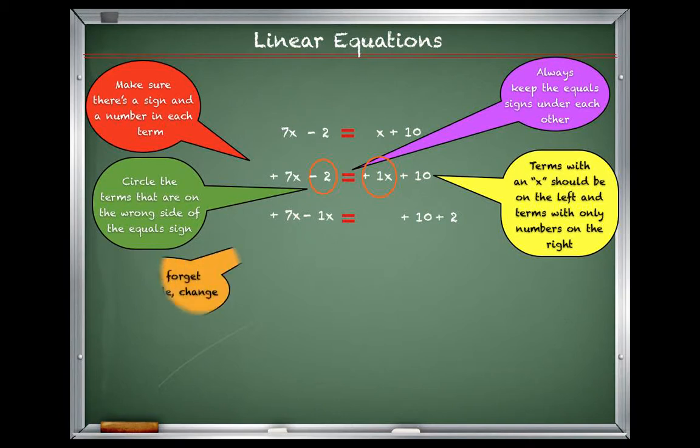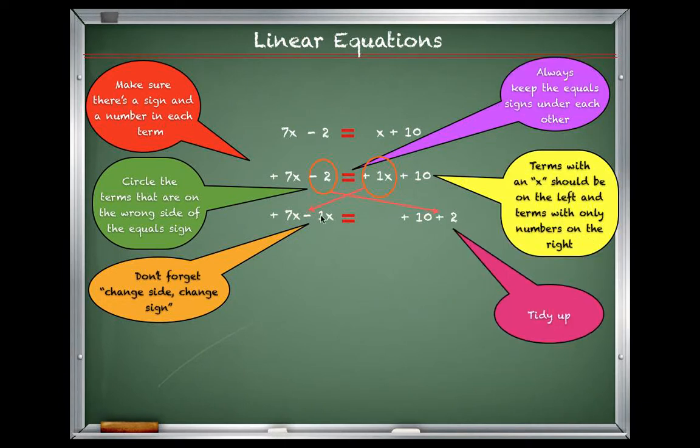And you'll see that we have a little rule that when you move a term over to the other side of the equals, the sign in front of it changes. So this plus 1x is now a minus 1x. The minus 2 is now a plus 2. So now we have all the terms on the side they should be on, we can just tidy up. So on the left side, 7x minus 1x is 6x. And on the right side of the equation, plus 10 plus 2 is 12.